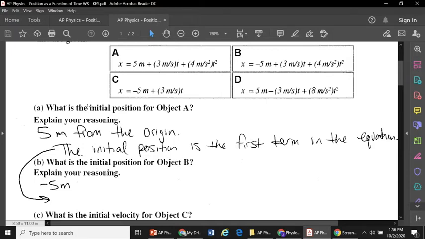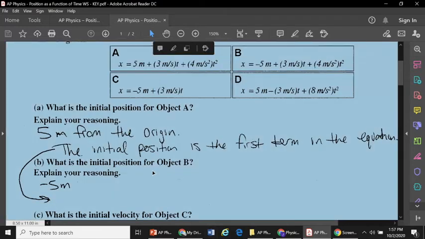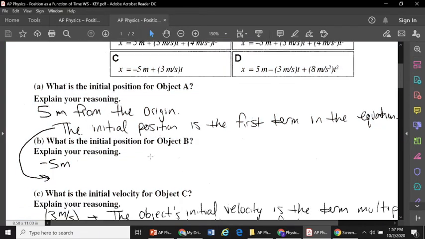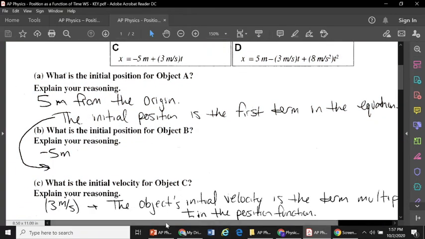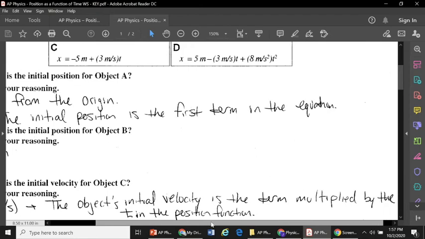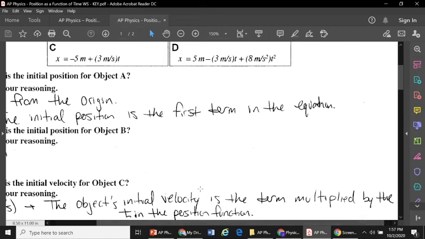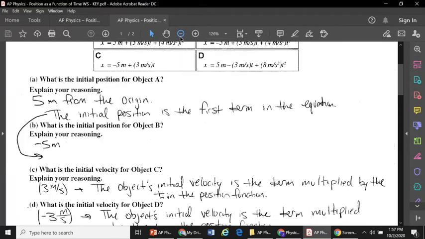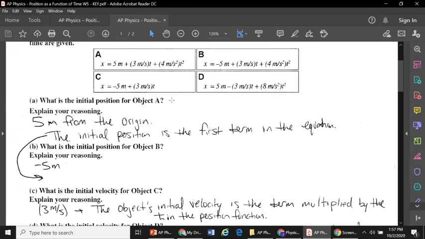Part C asks, what is the initial velocity for object C? And if we look at the second term in the equation, we can see that the initial velocity is 3 meters per second. And so the basic idea here is that the object's initial velocity is the term multiplied by the t in the position function. So whichever term is multiplied by t in the position function, that's the initial velocity. Notice also it has units of meters per second.